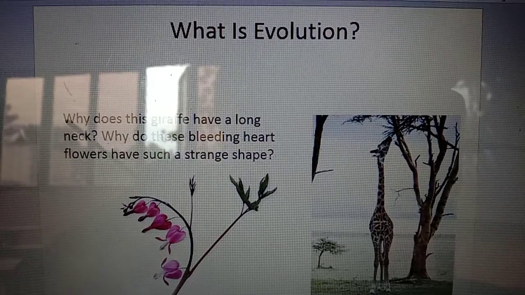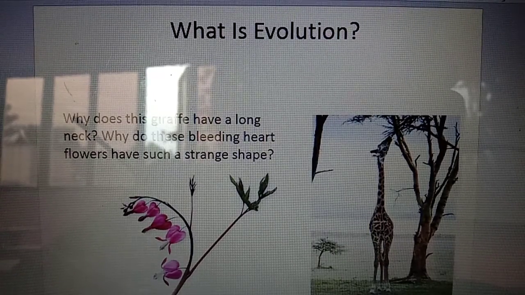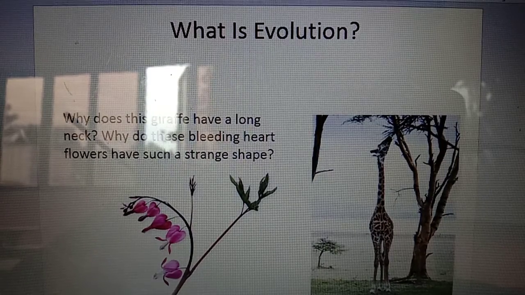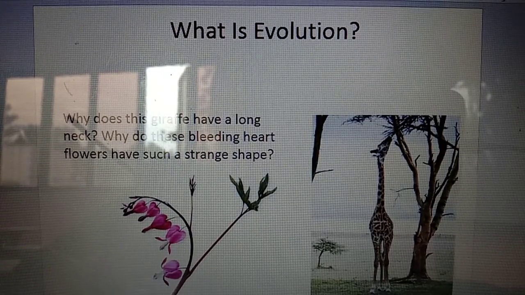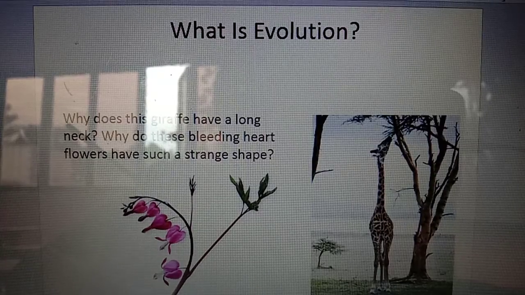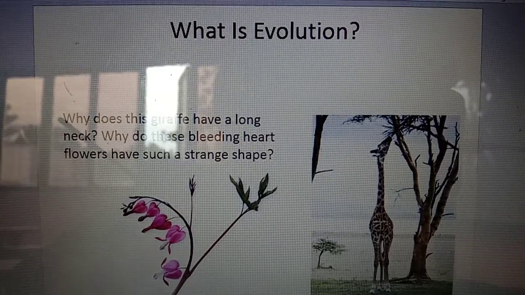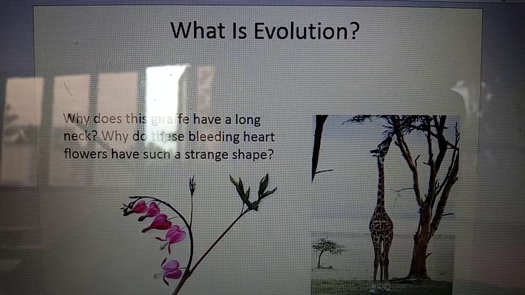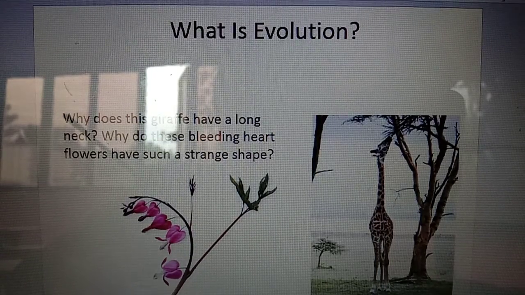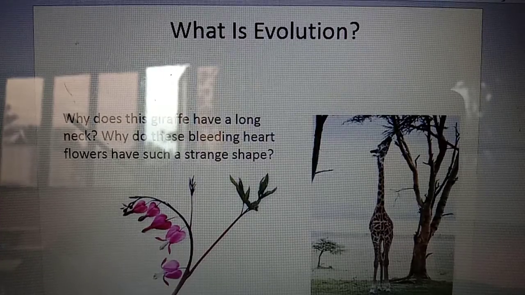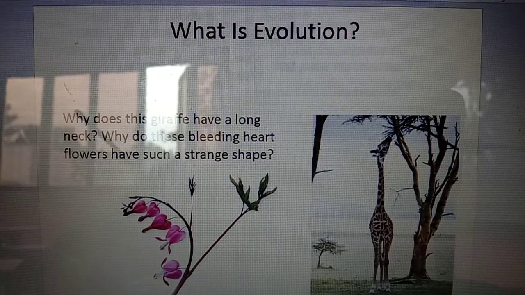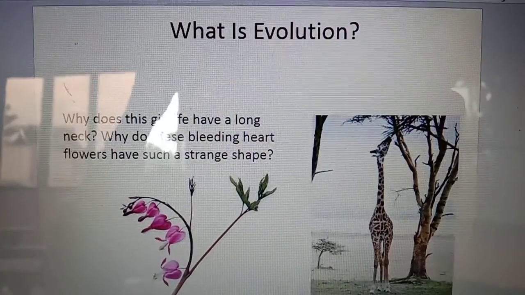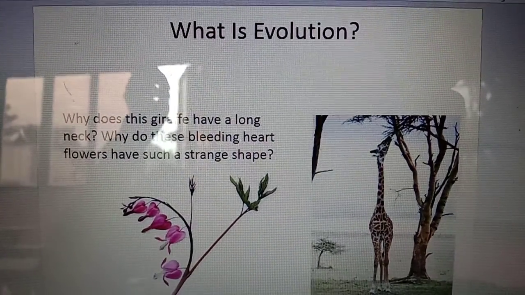Recall that a population is a group of interbreeding organisms of the same species. And evolution occurs in a population when allele frequencies change from one generation to the next. So we are going to learn the different types of evidences on evolution.